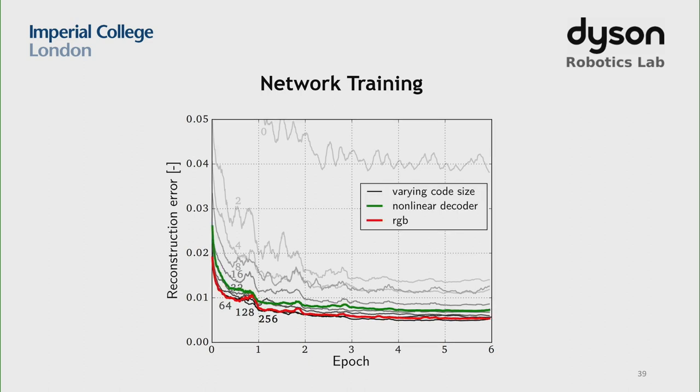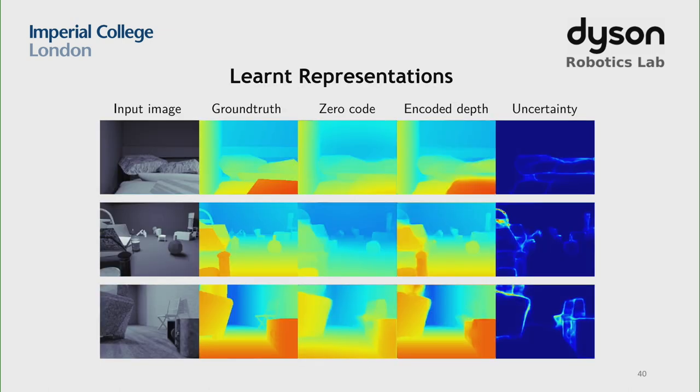And then for the decoder, we just use a linear network, because a linear network has advantages for the optimization process, which I'll show you now. This is showing that if we use a fully linear decoder for the network, we don't lose much accuracy compared to a standard nonlinear decoder.